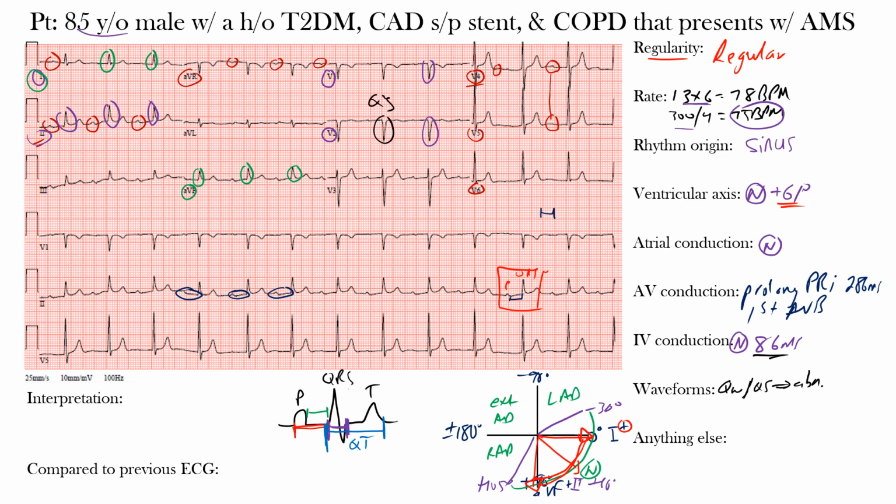So overall, the only major waveform abnormalities that we noted were those abnormally deep Q waves that we saw in leads V1 and V2. Okay, so we call those contiguous leads because they are next to each other within the anatomic region of the heart. All right, so is there anything else we're missing here?